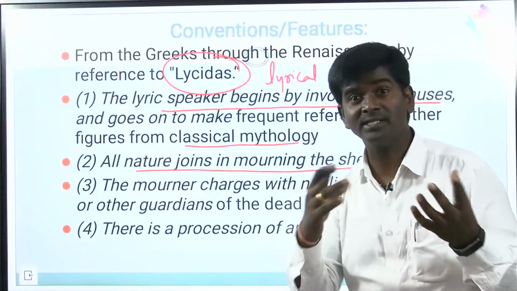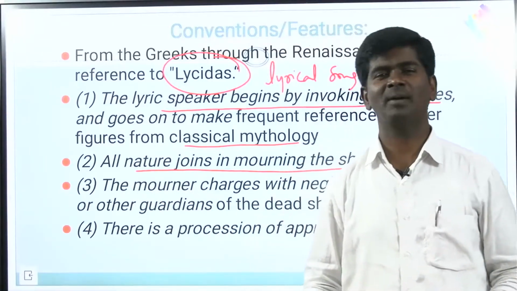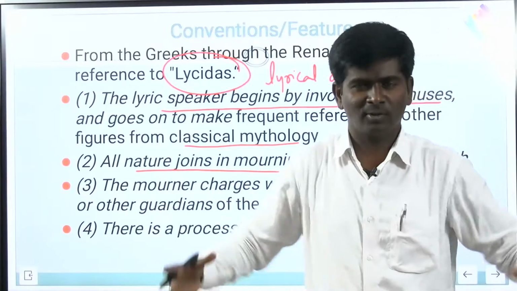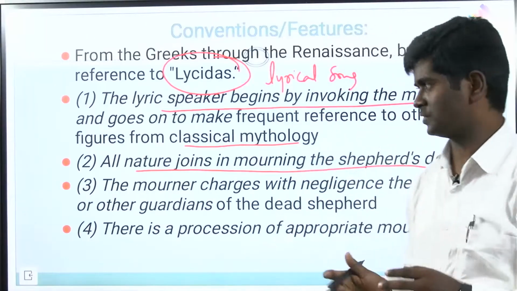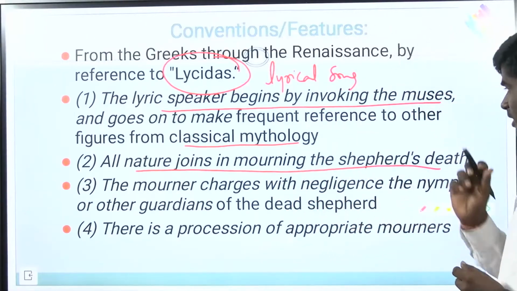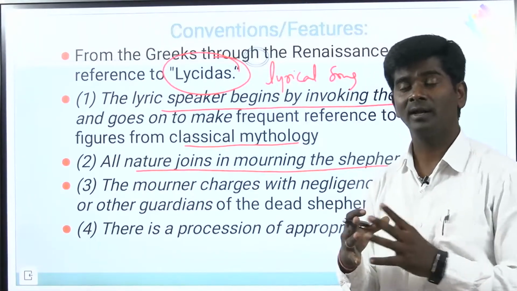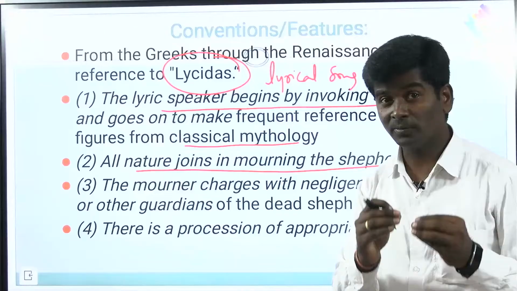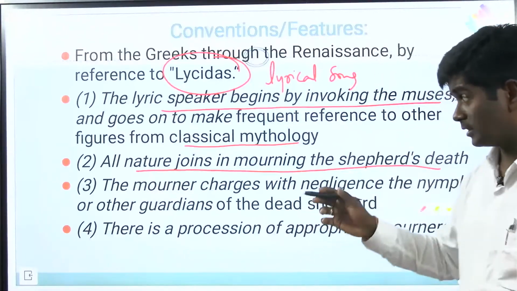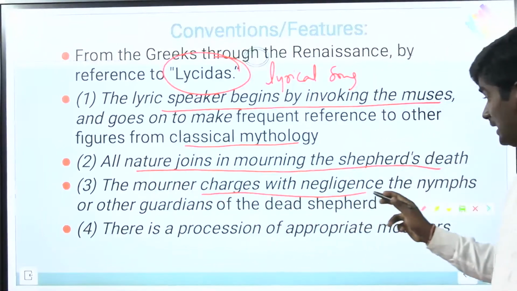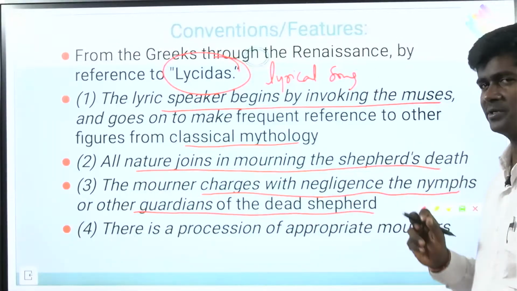All nature means all the neighbors, all the relatives. If someone dies, what will happen? All the people come forward. They also become the part of the prayer and they go on invoking the muses. All the nature joins in the mourning of the shepherd's death. One who dies, and on the death of someone, what he did to the humanity, to the human beings. The mourner charges with negligence the nymphs or the guardians of the dead shepherd.